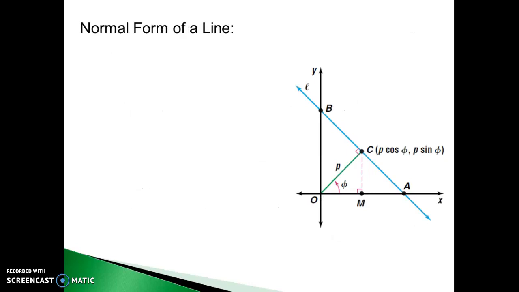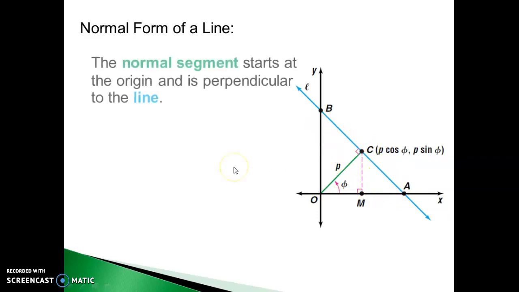And then yesterday we learned about the normal form of a line. So to be normal to something means that you're perpendicular. So if you notice, this green line is perpendicular to the blue line that we're trying to find the equation of. And so the normal segment starts at the origin and it's perpendicular to the blue line.